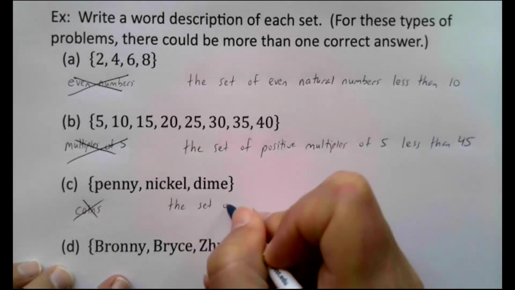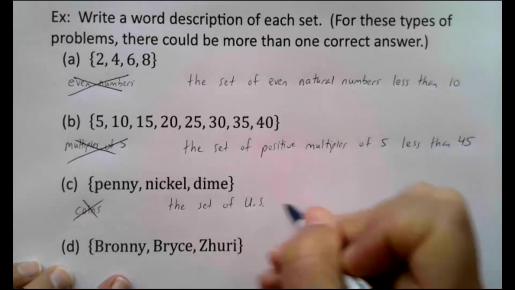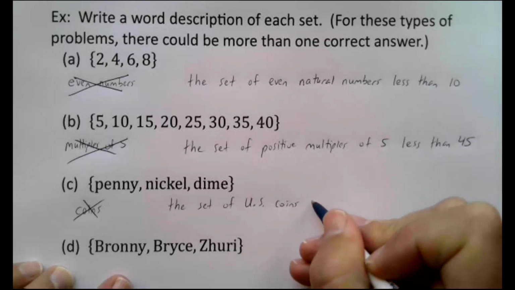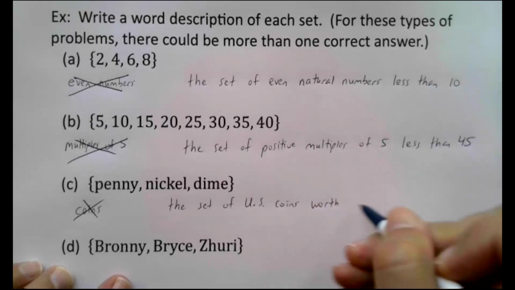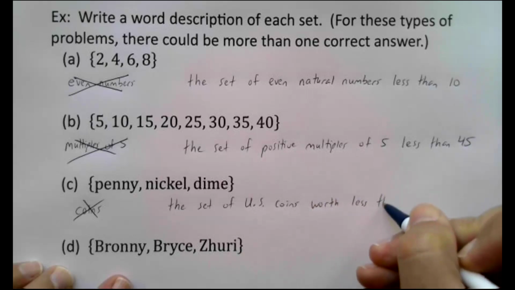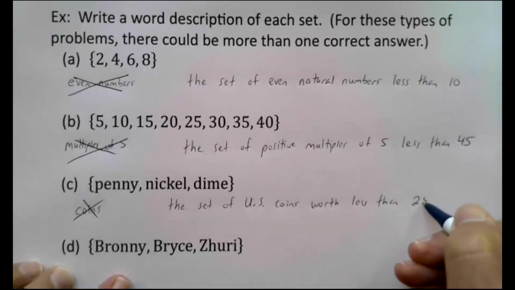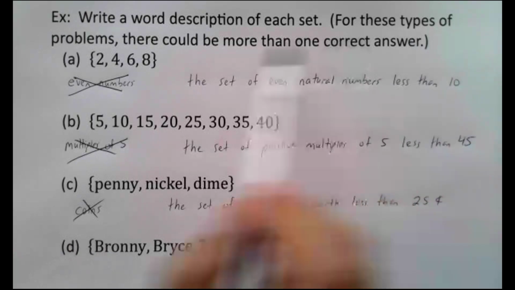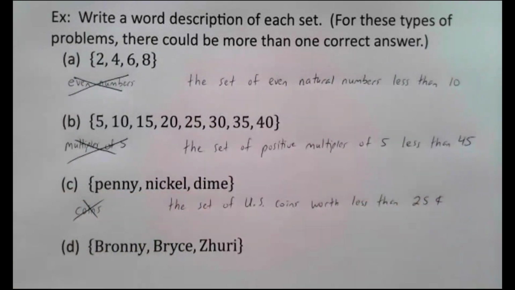Here's one good answer, the set of US coins worth less than 25 cents. Is that the only good answer? No, that's one good answer. You may have come up with a different correct answer. Again, for these types of problems, there could be more than one correct answer.